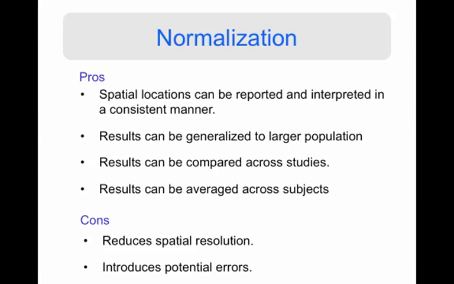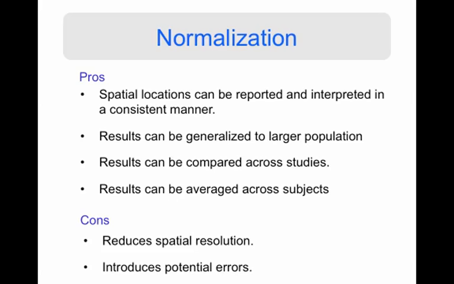So what are the benefits of normalization? Well, for one, spatial locations can be reported and interpreted in a consistent manner. If I perform a study and I have activation at a certain area, I can report the coordinates of that activation and it will be meaningful to other researchers. Second, the results can be generalized to a larger population because we're able to compare brains, since everyone's brain is on the same coordinate system. Results can be compared across studies.